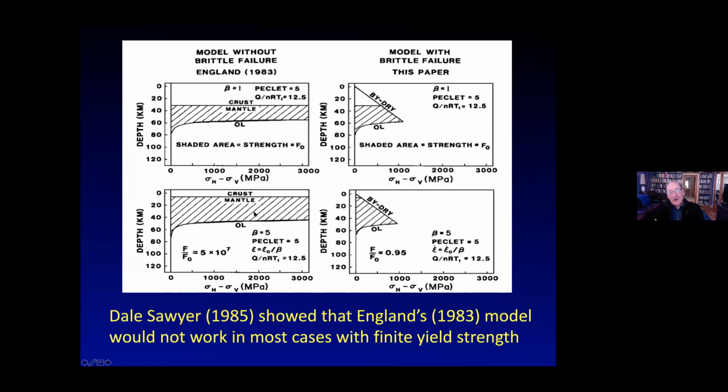And he made it very clear that one assumption in England's approach was that the brittle mantle was effectively infinitely strong. And if you just put in finite strength, it made the strain rates that were required to get this kind of strengthening really out of bounds for most situations.